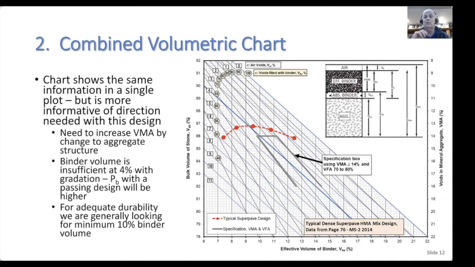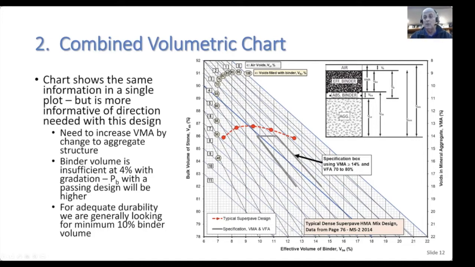This curve shows the same data that we had in those three previous charts, but just combined into a singular chart. And here you see the data. The data on the previous slide showed that we were a little bit deficient on VMA. This is the specification box.